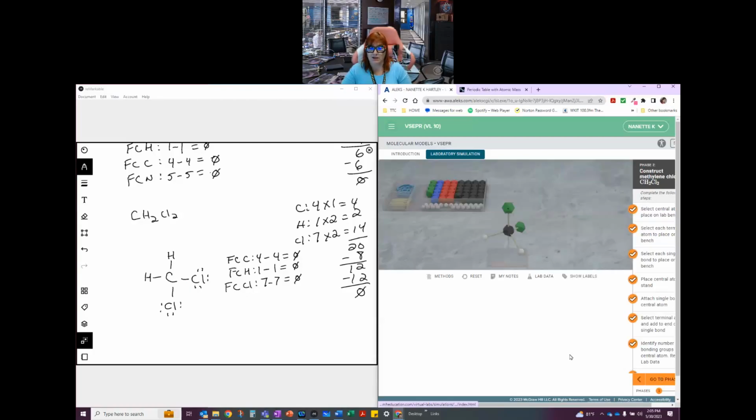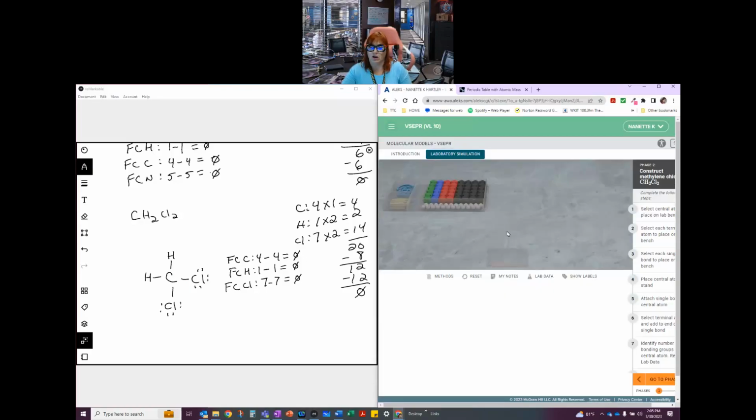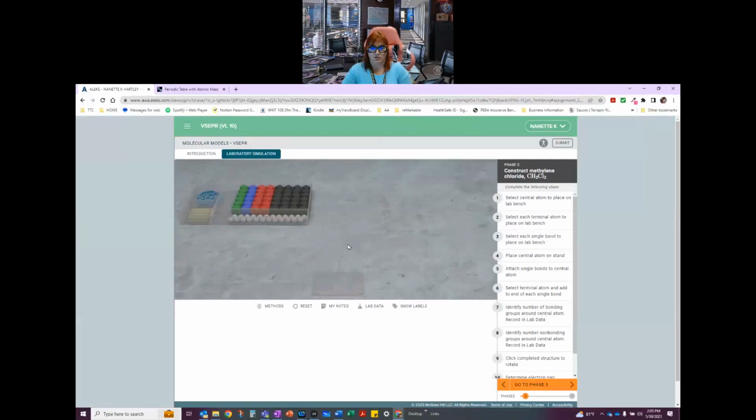Awesome. Now, I'm going to come here and reset this because I want to walk you through how we do this part. Since I don't need to show my drawings for the moment, select the central atom. If I can't remember which one they are, I can use show labels. Since carbon is my central atom, I'll click carbon. Select each terminal atom to place on the lab bench. So I need 2 hydrogens and 2, no, wrong one, 2 chlorines.